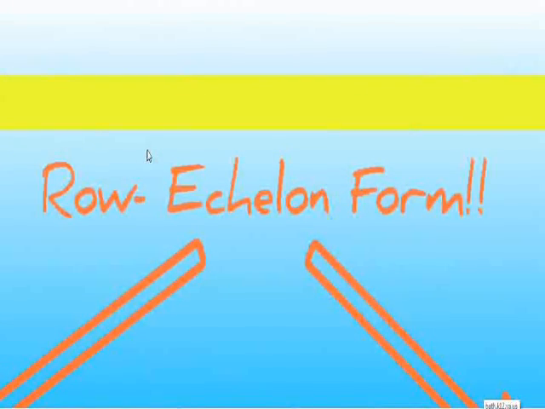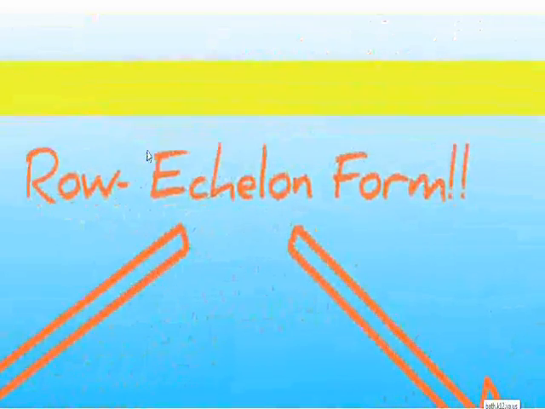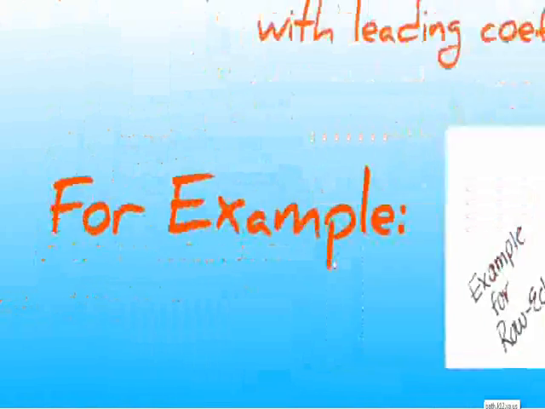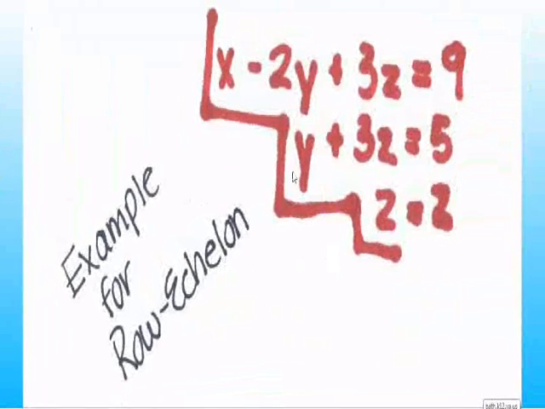Now we're going to talk about row echelon form. In row echelon form, methods of elimination can be used in systems of linear equations with more than two variables. The goal is to rewrite the system in a form to which back substitution can be applied. Also, if a system is in row echelon form, it has a stair-step pattern with leading coefficients of 1. For example, in these three equations, you can see the stair-step pattern.